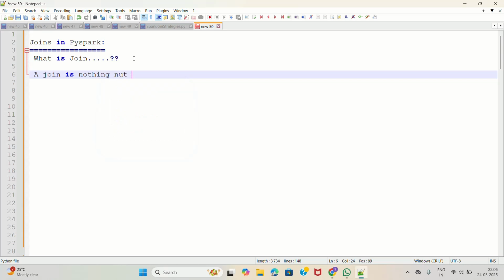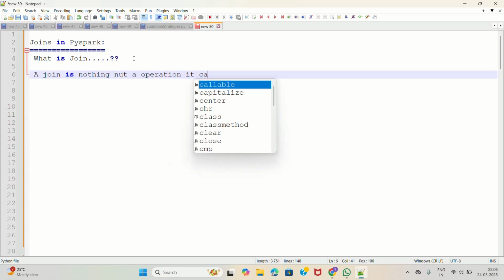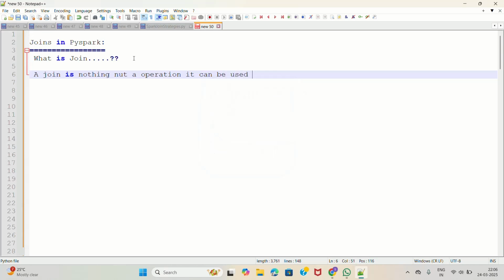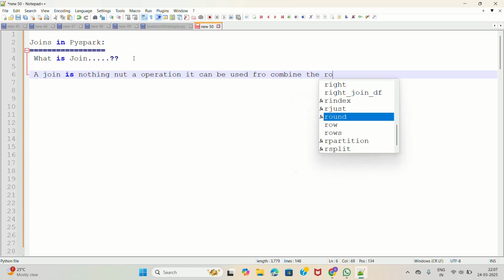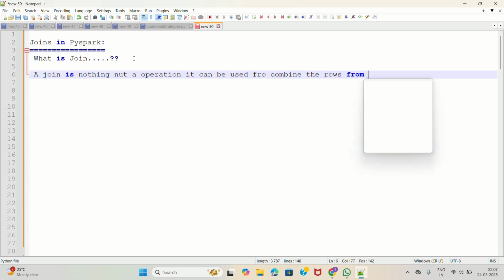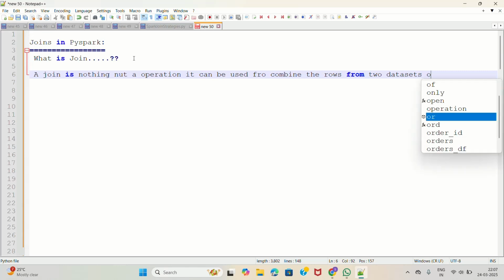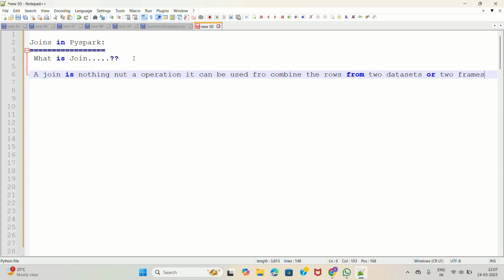A join is an operation that can be used to combine the rows from two data sets or two data frames based on the related column key, or a column name or column values. So a join is an operation used to combine the rows from two data sets or two data frames, but we are fetching the data based on the key column.